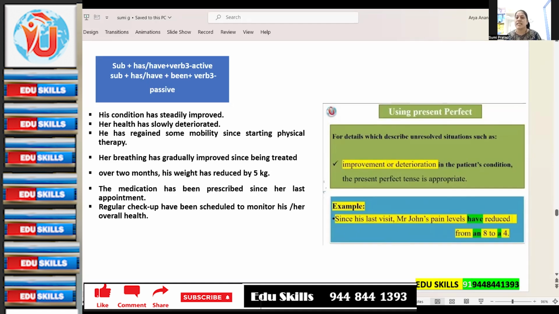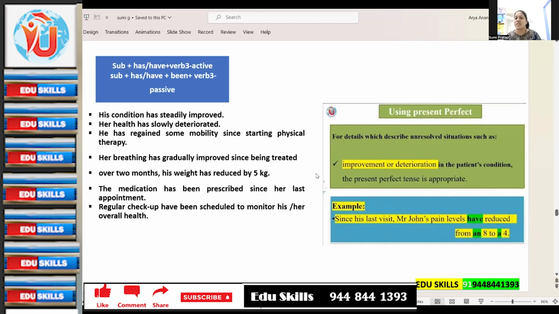Okay. The medication has been prescribed since her last appointment. So this is has been when it comes to the passive voice. Okay, we have to use has or has been according to the context. Okay, all the time we cannot use this has been. There are some words we can use and some words we cannot use. Okay, I'll post it on the main platform, where to use has been and where the has been cannot be used.